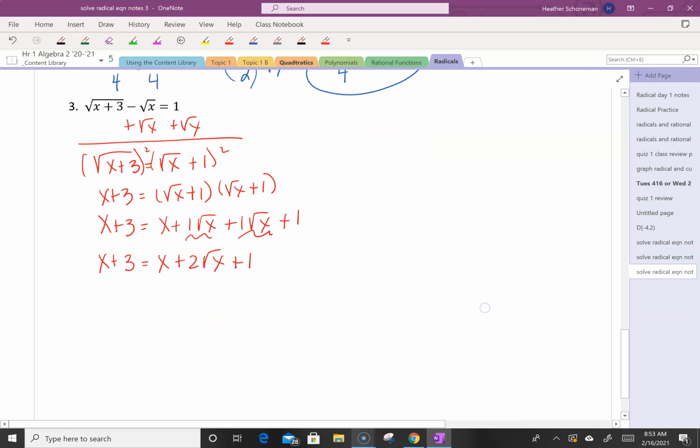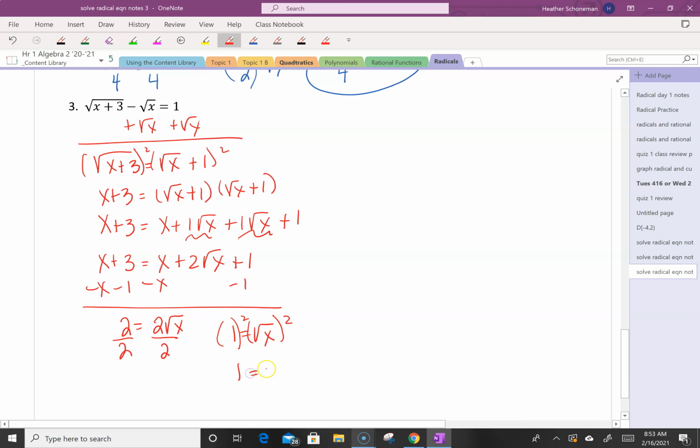Again, we're going to have to square this again to undo that radical, but I don't want to do that until the radical is by itself. So I'm going to subtract x from both sides and subtract 1 from both sides. So this gives me 2 equals 2 square root x. So to solve, I'm going to divide by 2. So I get 1 equals the square root of x. Finish the problem off by squaring both sides. 1 squared is 1. Square root of x squared is x.